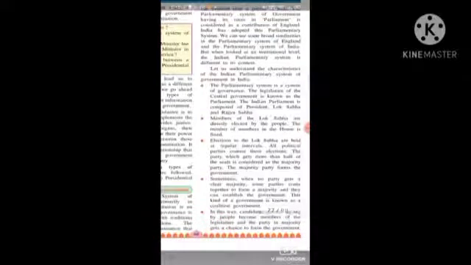Next characteristic. Sometimes when no party gets a clear majority of seats, some parties come together to form a majority and they can establish the government, and such a type of government is known as a coalition government. In India, we have two coalitions, UPA and NDA.